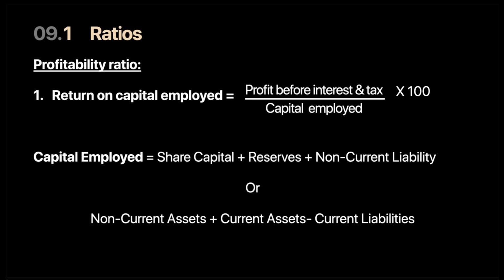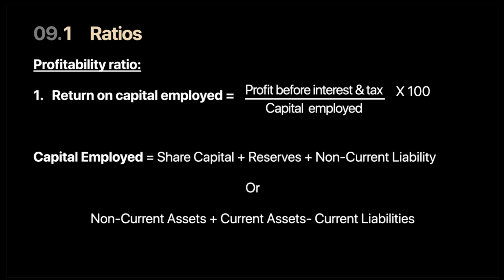Return on capital employed can be calculated as profit before interest and tax, which is your operating profit. That's the profit that the firm has earned after paying off cost of goods sold and operating expenses, divided by capital employed. Okay, now what is capital employed? Now let's take a look at capital employed like this.